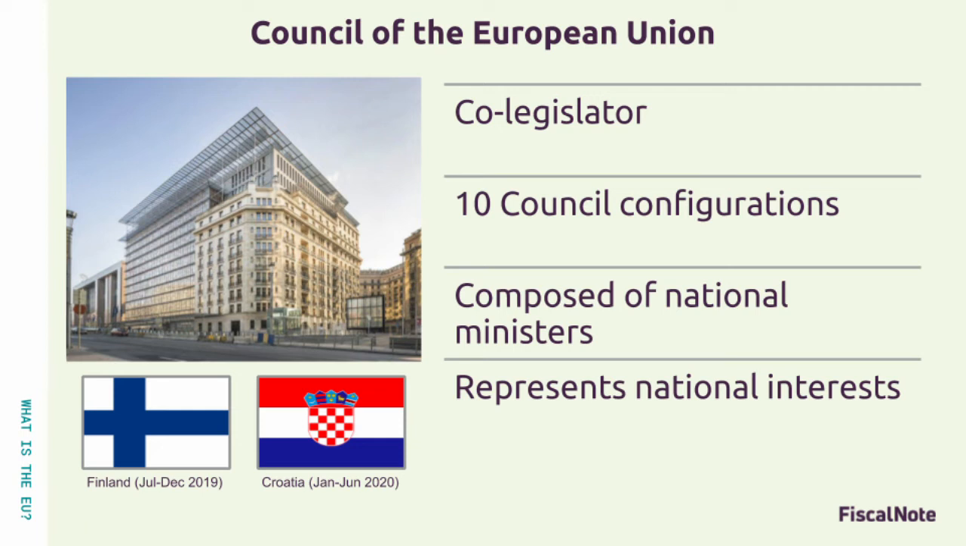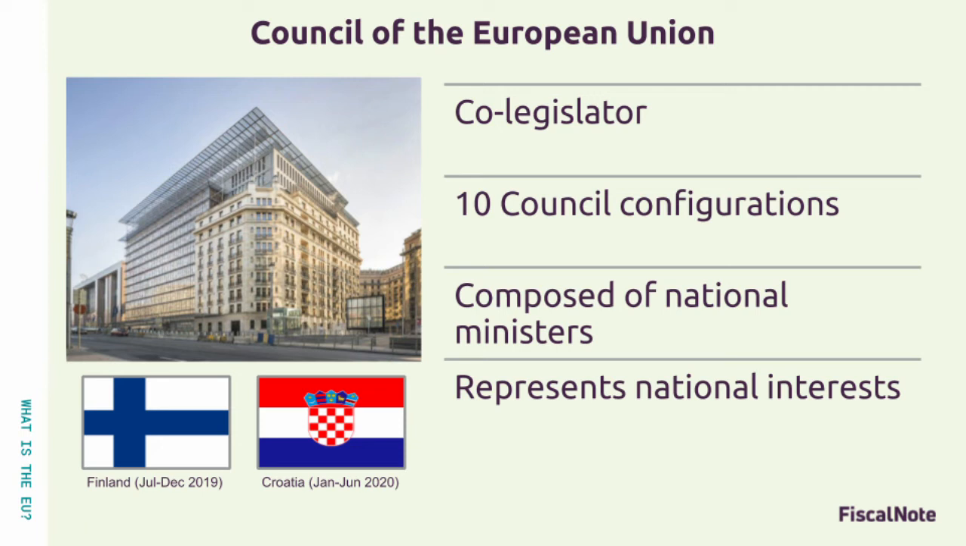For example, if the Commission submits a proposal in the area of environment, then all the environment ministers would come together to discuss this proposal. The presidency of the Council is rotated every 6 months between member states and currently being held by Finland. The role of the presidency is to chair the meetings and organize the work of the Council.